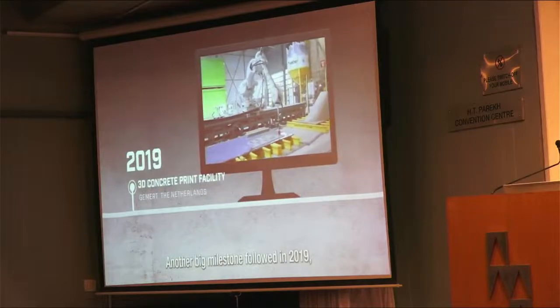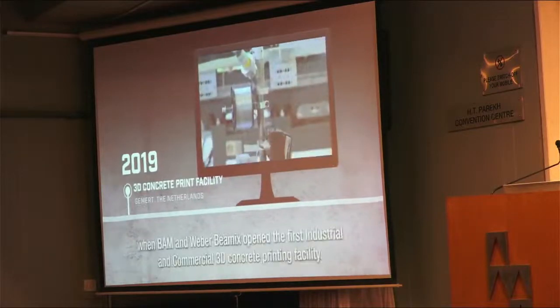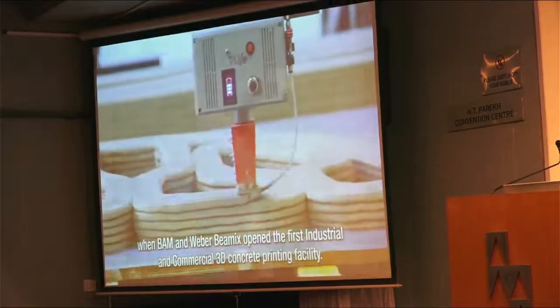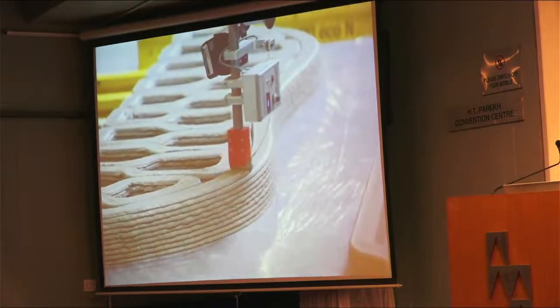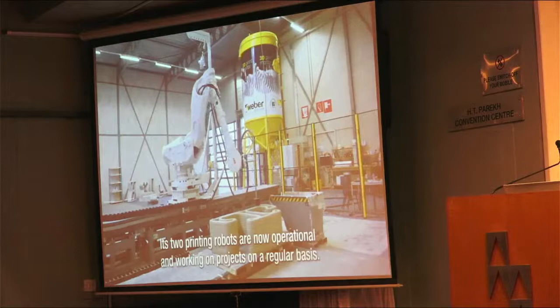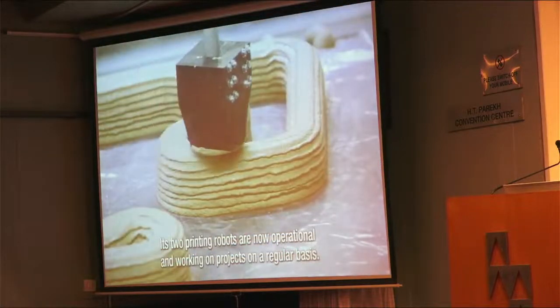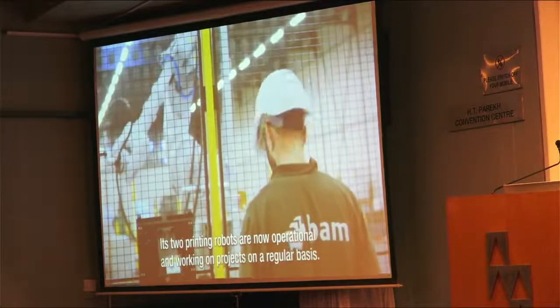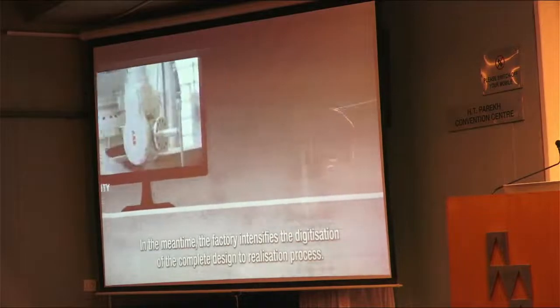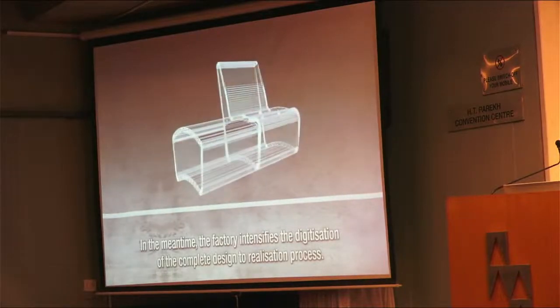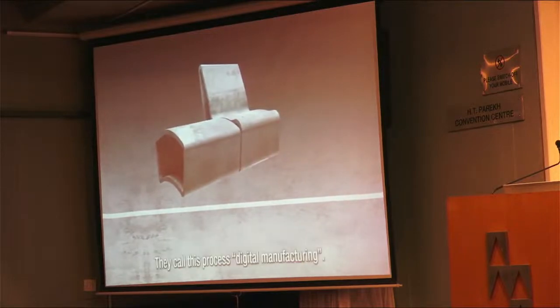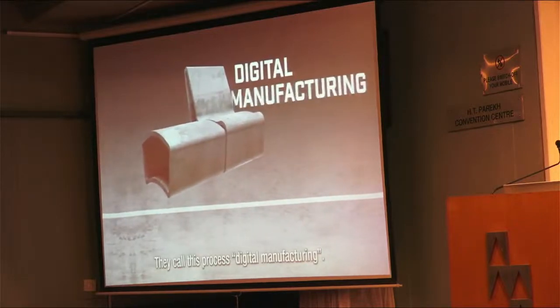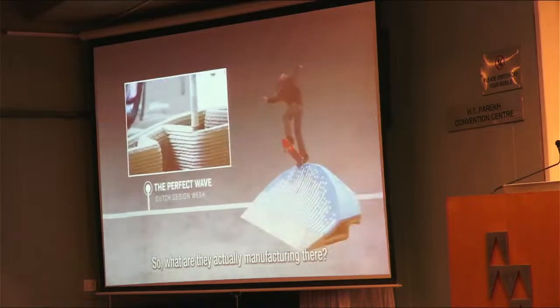Another big milestone followed in 2019, when Bob and Pervious opened the first industrial and commercial 3D concrete printing facility. Its 2 printing robots are now operational and working on projects on a regular basis. In the meantime, the factory intensifies the digitization of the complete design to realization process. They call this process digital manufacturing. So, what are they actually manufacturing there?